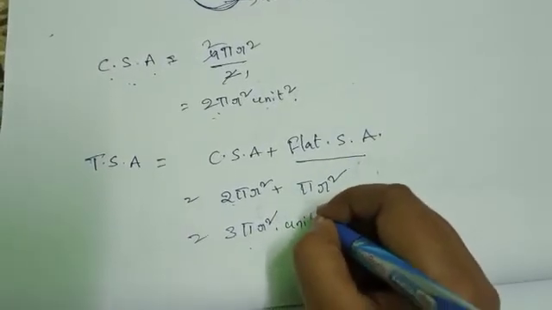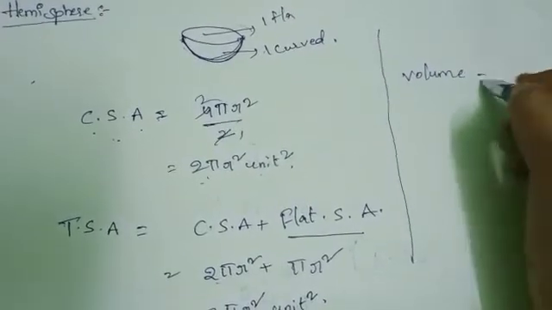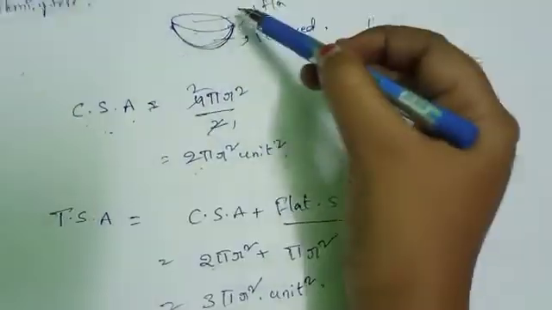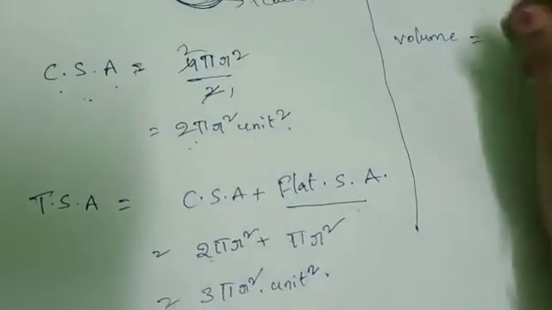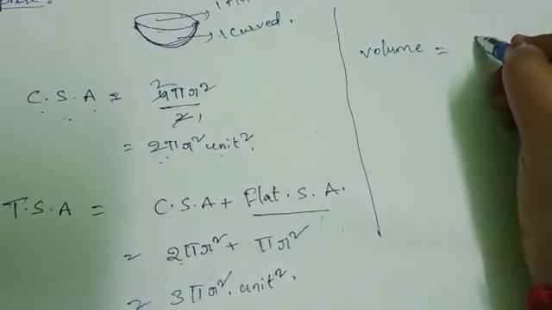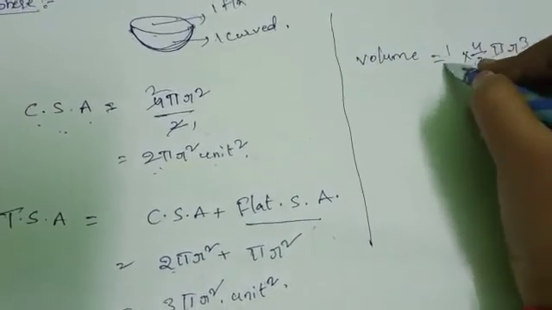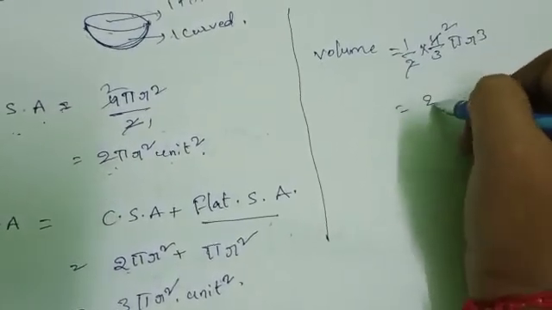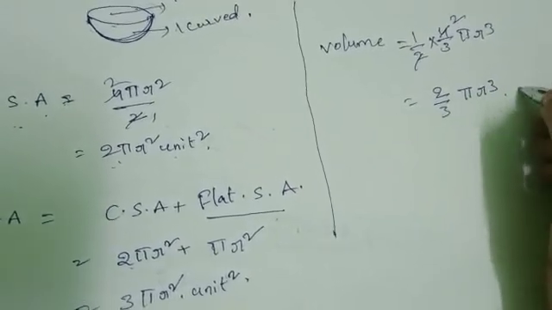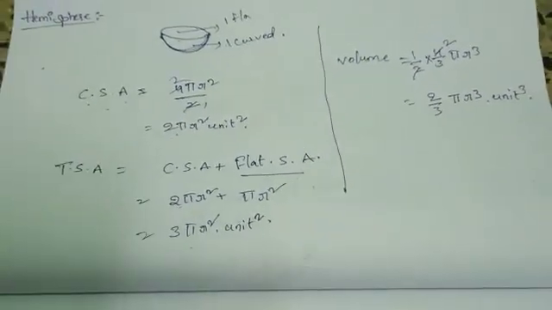Units are unit square. Next one, volume. Volume of hemisphere. Volume means how much space available in it. This is the half of the sphere. So volume of the sphere equal to 4 by 3 pi r cube. This is the half of the sphere. So by 2, which is equal to 2 by 3 pi r cube. Units are unit cube. These are the formulas for hemisphere.